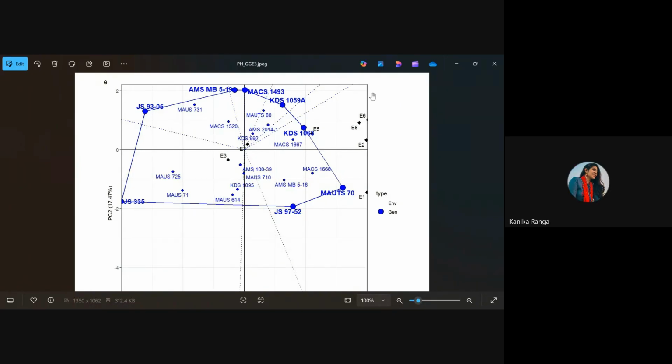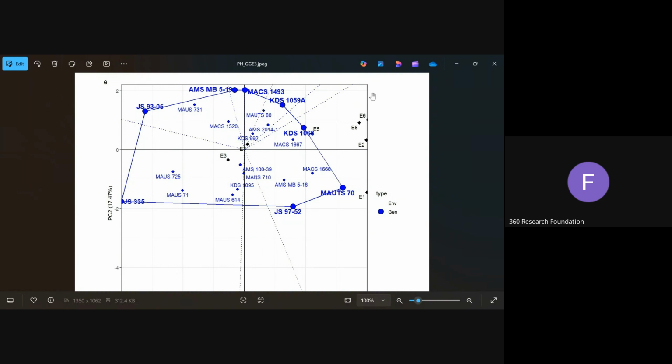So E7 environment is almost stable, but favorable for all the genotypes, because it is at the origin. So I would say E3 and E7 are the most representative environments. Means more stable environments, is it? Yes, because it is close to the origin. Yes, sir.